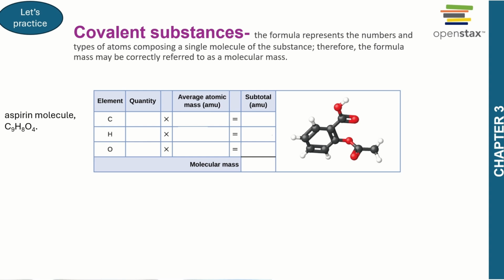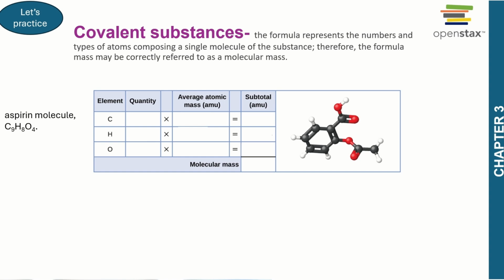types of atoms composing a single molecule of the substance. Therefore, the formula mass may be correctly referred to as molecular mass. So, how do we calculate the molecular mass over here?